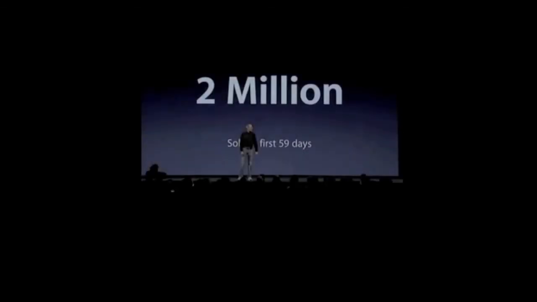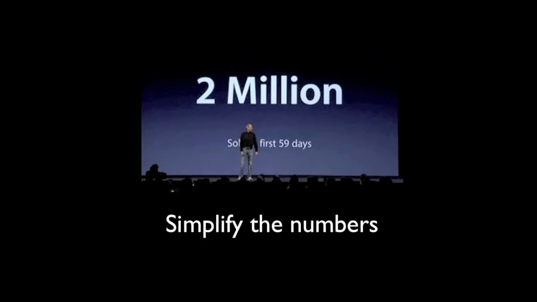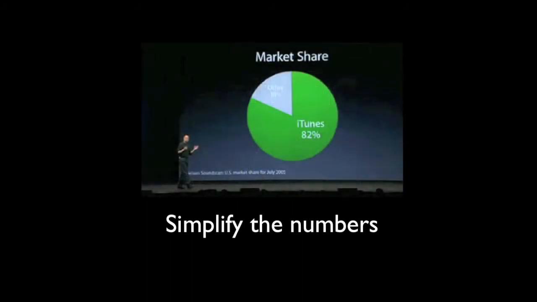When you have big numbers, simplify them so that people can understand them better. 2 million iPods, that's a big number. Sold in the first 59 days, that's impressive. Steve Jobs would then say, that's nearly 34,000 iPods sold every day, which is an incredible amount. Here he is talking about the number of songs sold on iTunes. Again, it would be a big number. But Steve puts it into perspective, 82% of the American market for MP3s.